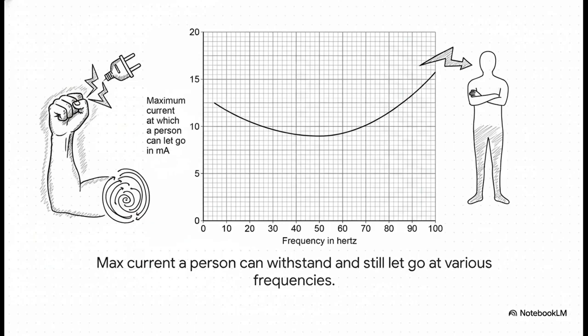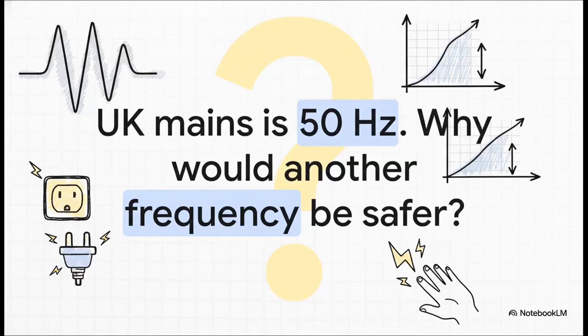Along the bottom, the x-axis, you've got frequency in hertz. And up the side, the y-axis, that's the let-go current. What does that mean? It's the maximum current a person can handle and still be able to physically let go of the wire. Go higher, and their muscles just lock up. So, with that graph in mind, here's the question they throw at us. We know the UK mains frequency is 50 hertz. So using the graph, explain why it would actually be safer if the frequency was something else.